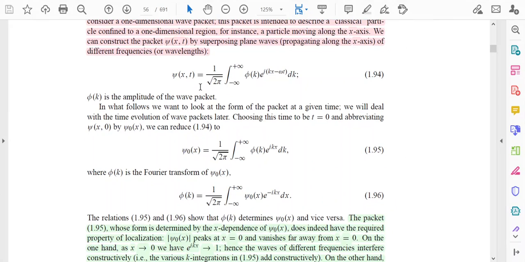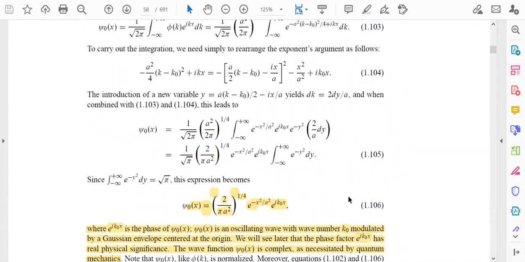Look at equation 1.94. This is psi(x,t) equal to 1 by root 2 pi, integral from minus infinity to plus infinity of phi(k) e to the power i(kx minus omega t) dk. And at t equal to 0, we put t equal to 0 here. At that time the same packet is described in terms of psi_0(x), the left hand side, and that is equal to 1 by root 2 pi, integral from minus infinity to plus infinity of phi(k) e to the power ikx dk. So phi(k) again can be written as a Fourier transform in terms of psi_0(x) in equation 1.96.